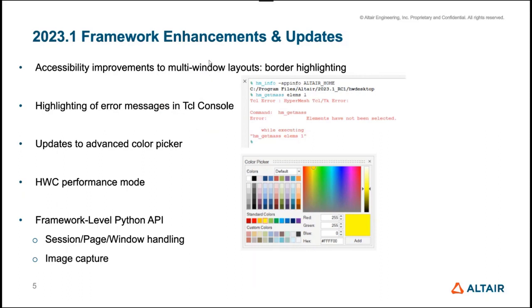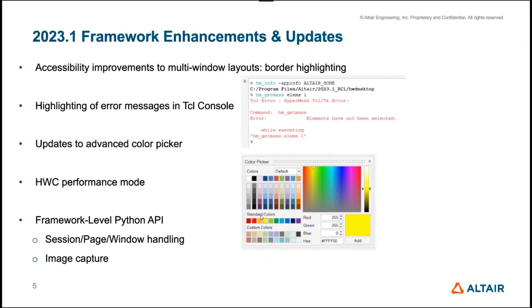A couple of other enhancements: highlighting of error messages in the TCL console. We haven't changed the content of the error messages, but in 2023, these error messages will come through in black text. They don't really stand out. We added the red text, which should give the user a good idea of when there's been an error in their command. So we did add that.